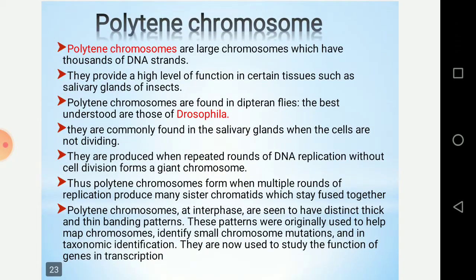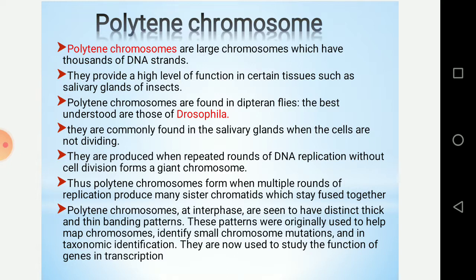Then we have to study two giant chromosomes, that is the polytene chromosome and the lampbrush chromosome. These chromosomes are not found in humans. The polytene chromosome is mostly found in Drosophila, and the lampbrush chromosome is mostly found in amphibians and birds, and they are giant chromosomes, that is, they are very large as compared to normal chromosomes.